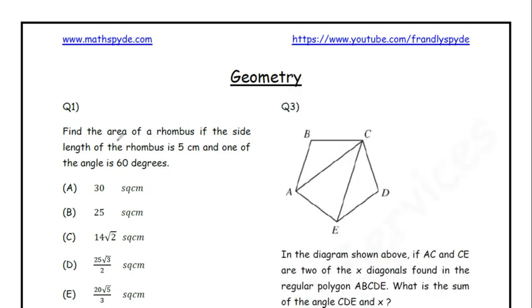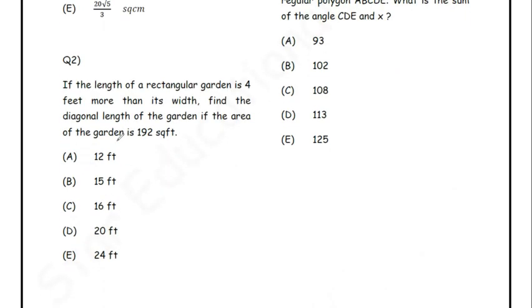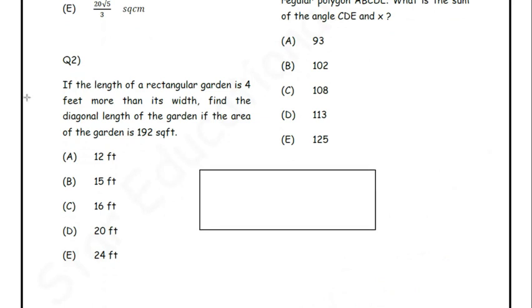Question number 2. If the length of a rectangular garden, so we form a rectangle first. If the length of the rectangular garden is 4 feet more than its width, so if the width is W, then 4 feet more is this. Find the diagonal length of the garden if the area of the garden is 192. So the area is 192.